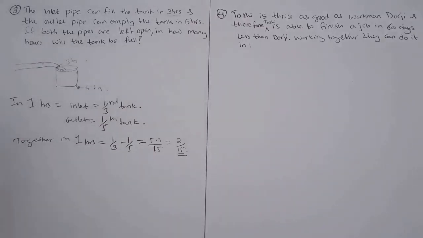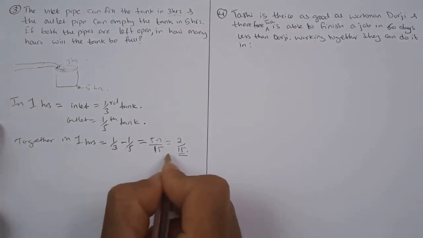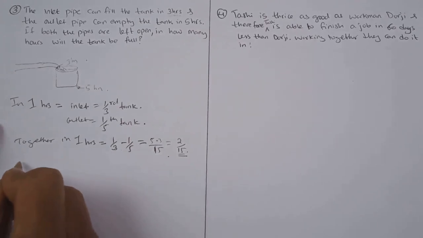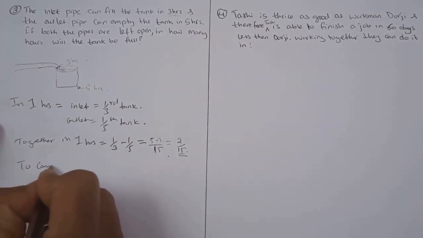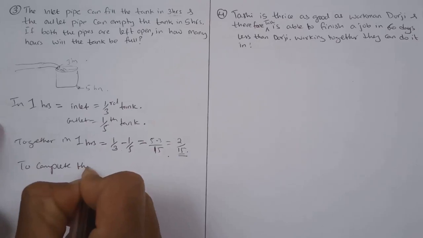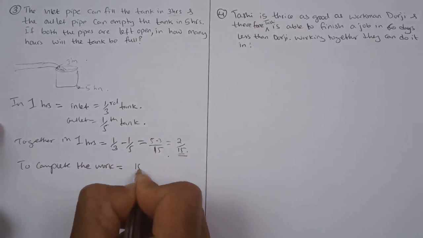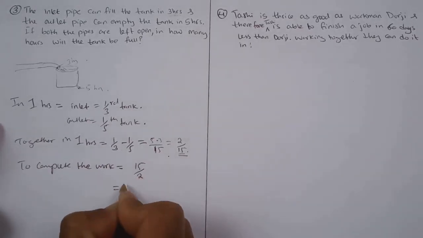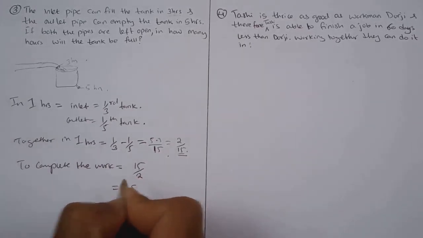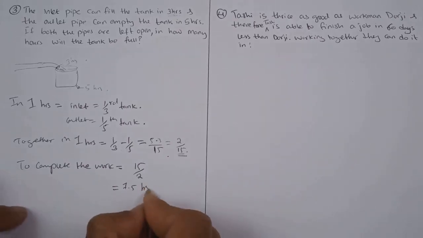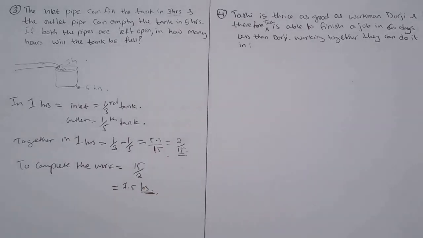That's the second concept. If 1 by x of the work is done in 1 hour, the total work can be done in x hours, the reciprocal. Similarly, 2 by 15 of the work is done in 1 hour, so the time to complete the work is just the reciprocal, 15 by 2, that is 7.5 hours.